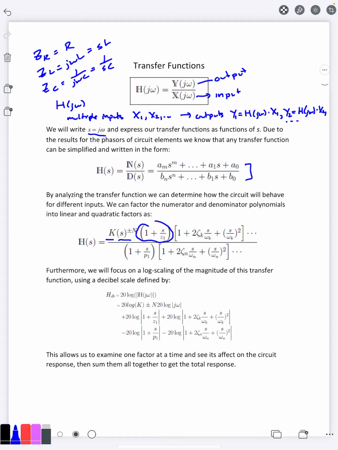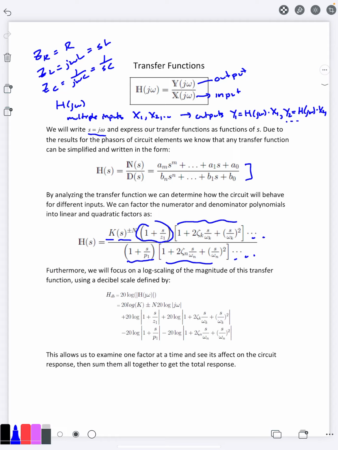But sometimes you're not going to have linear factors. Sometimes you're going to have quadratic factors, and we'll write it in this weird fashion right here. And the denominator, you're also going to have linear and quadratic. And we put the dot dot dots because we don't know how many linear factors there will be. We don't know how many quadratic factors there'll be, and so on.